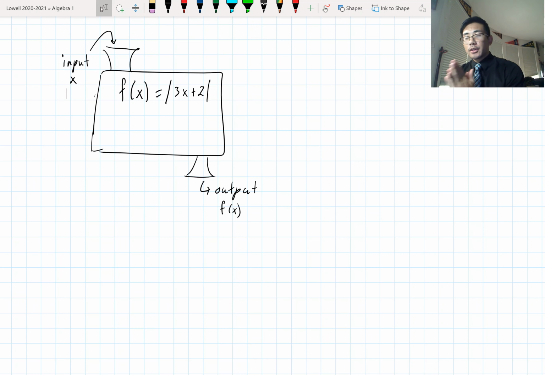Hi everyone. So I know that in the last video we did do a couple examples of using this function notation thing, but I definitely think this is something that you really can't get enough examples of. So let's take a look at this one.